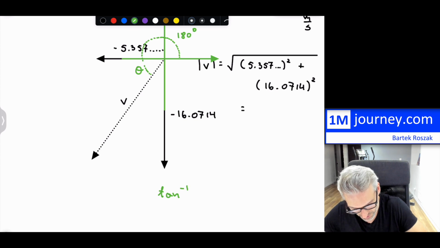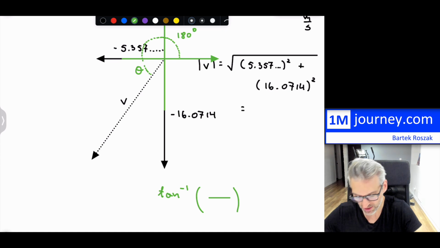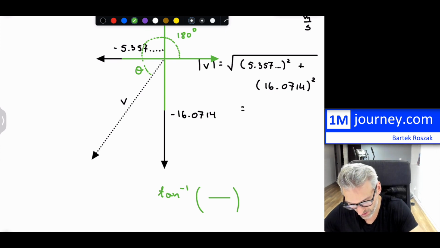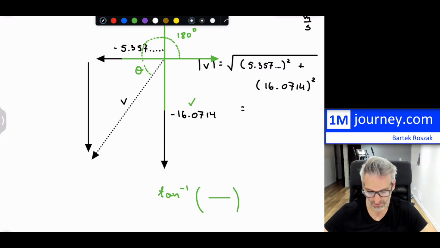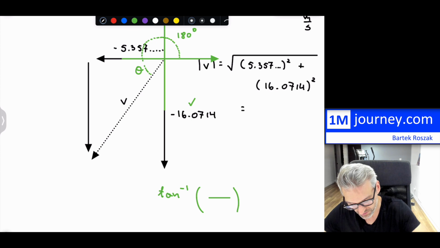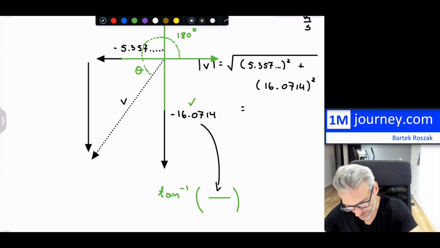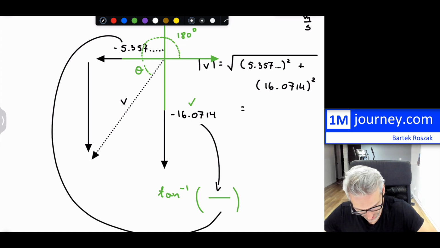Now it's an inverse. And then again, remember, opposite over adjacent. So in this case, the opposite of that angle would have been this 16. So that is this component right here. That is your opposite, and then your adjacent is 5.357. So that's what we're going to be substituting in here. So that's your opposite, and then this right here is your adjacent, all the way over here.